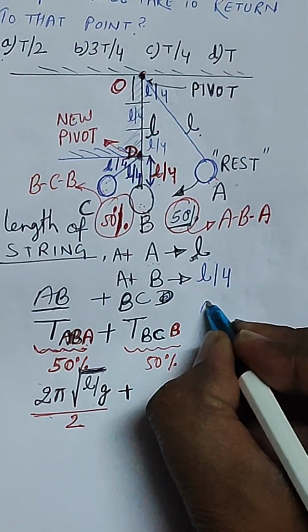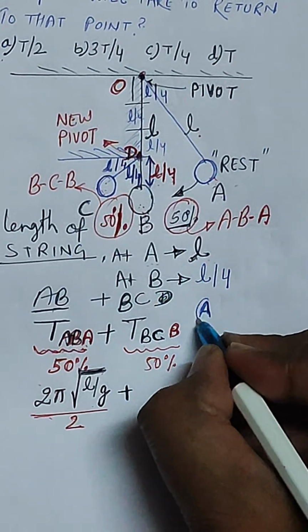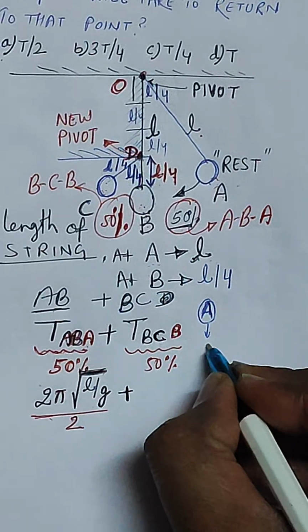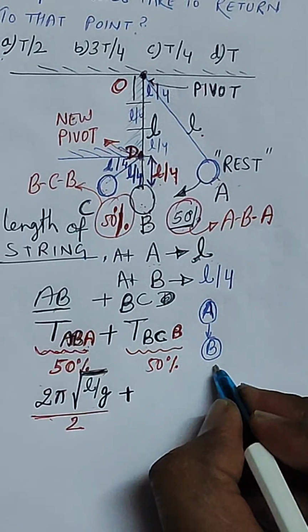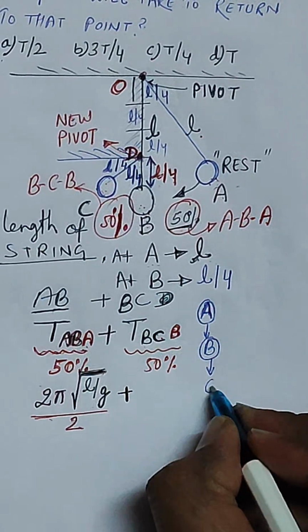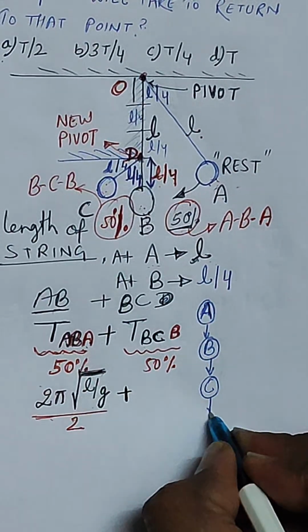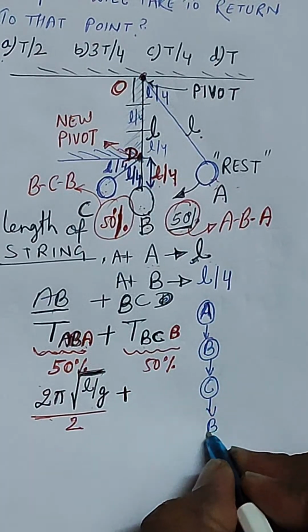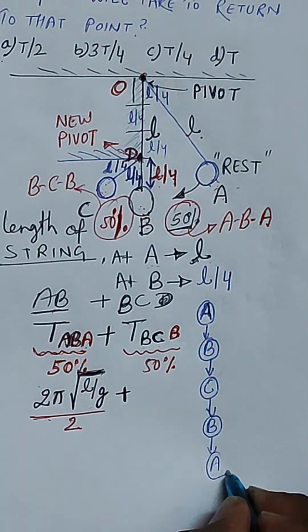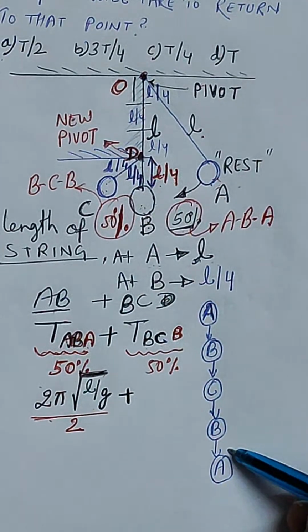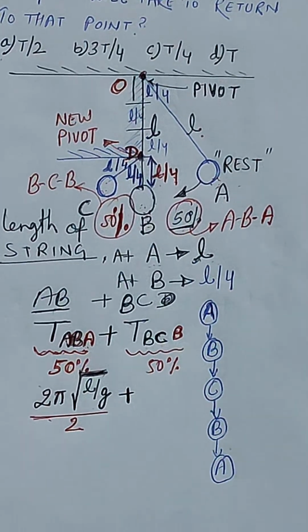First A, then Bob will go to B, right? Then Bob will go to C, then Bob will go again to B, then Bob will go to A. So from A to A this cycle is completed, right?